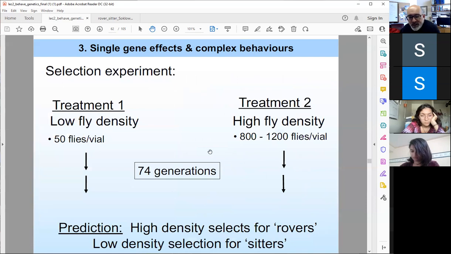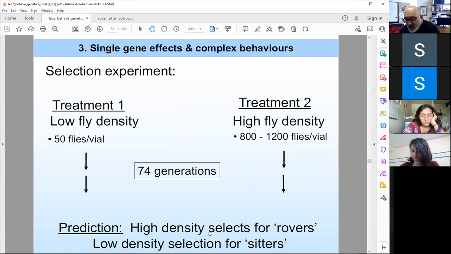And so what they did was that they took these two different treatments. Now, fruit flies are raised, at least in the lab, in vials. The vials are provided with food, and you can manipulate how many flies are in these vials. In this case, there were two treatments, 50 flies per vial in one treatment and 800 to 1,200 flies in the second treatment. So clearly low density and high density. They allow these flies to breed for 74 generations.